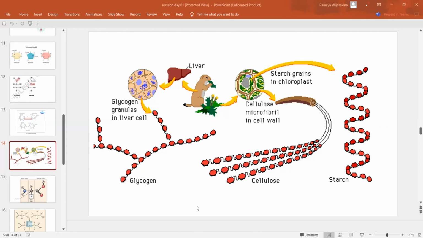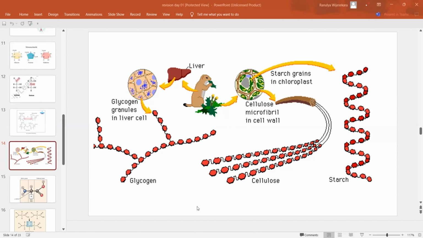Next point, starch stores glucose as energy source in plants and chlorophytes. Next point, glycogen stores glucose as energy source in animals and fungi. Next point, inulin stores fructose as energy source in dahlia and tubers.